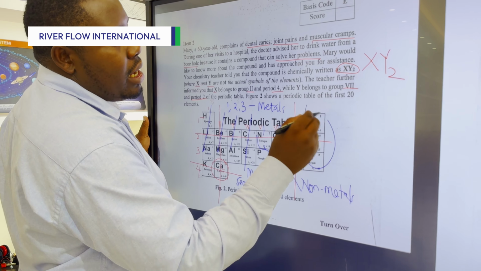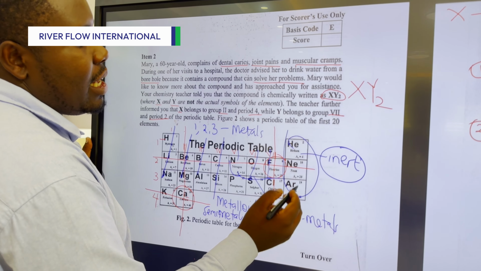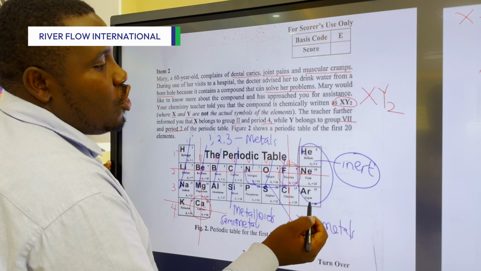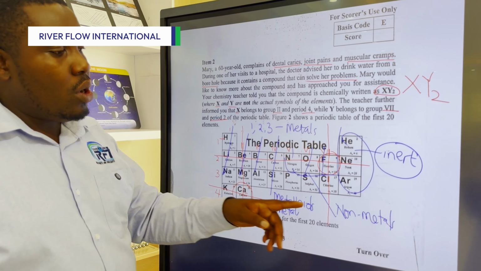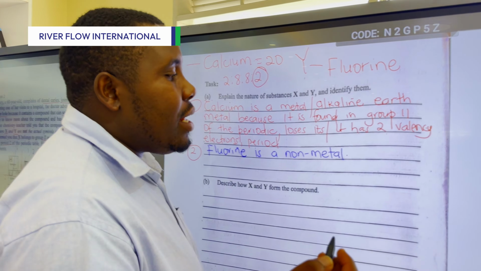Then we have group 8, which are inert. These are inert substances, inert gases. All these ones, neon, argon, all these ones. So that's why we call it a non-metal. Why? And also number 2, why is it a metal?